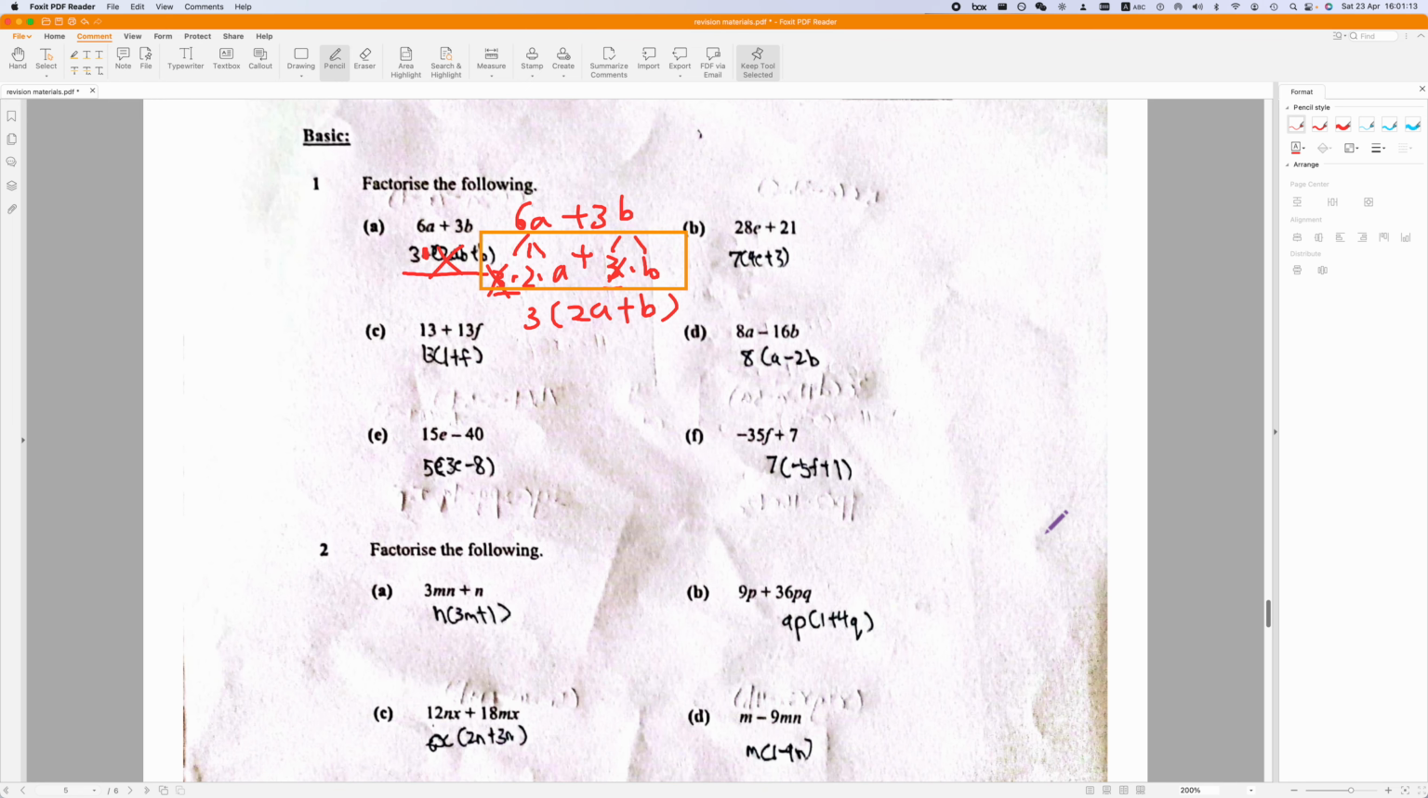So for this factorization question, I still want you to do it my way. Actually my way and your school way, there's just one difference. What's the difference? You just need to have one more step in between. So example for this question.